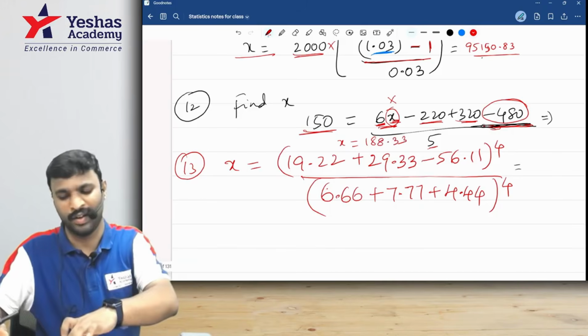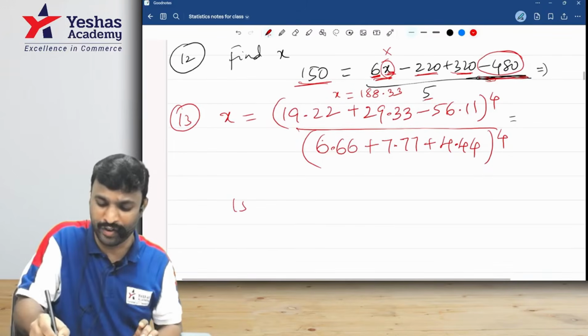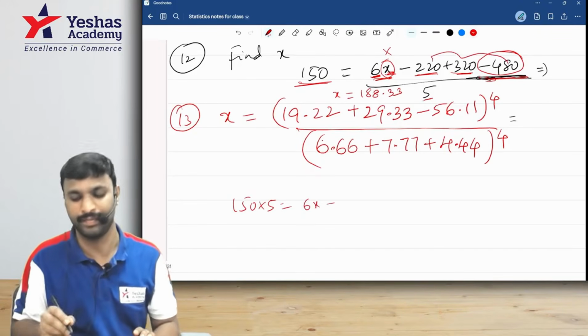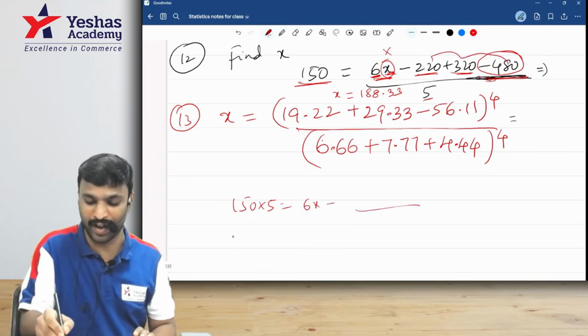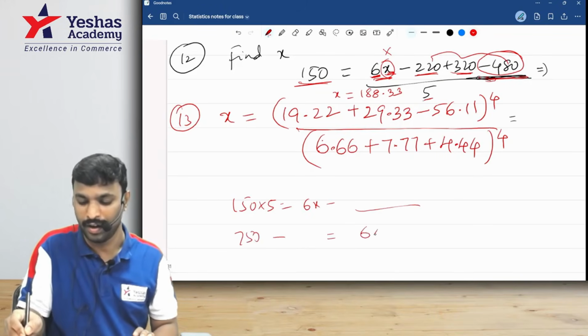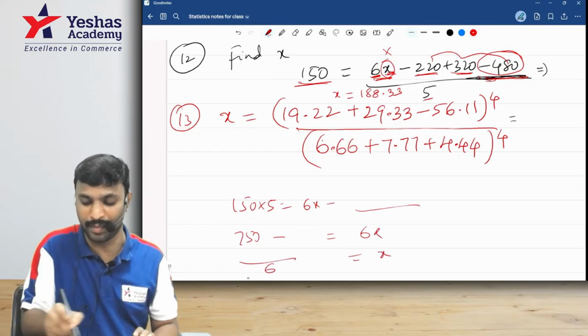188 point. Normally, how do you solve? 150 into 5, 6x. Add all these, write down. Next, take these values, 750. These values here, x is equal to this divided by 6.